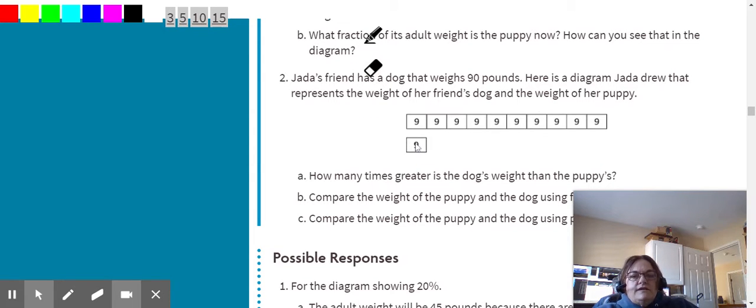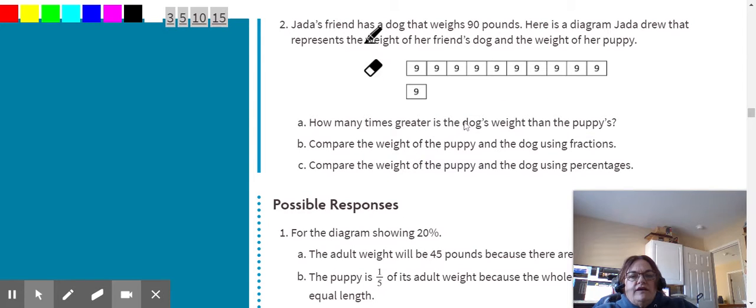Jada's friend's dog weighs 90 pounds. How many times greater is the dog's weight than the puppy's weight? So if this one weighs 9 pounds and this one weighs 90, what do you multiply 9 by to get 90? That's 10, so it's 10 times greater.